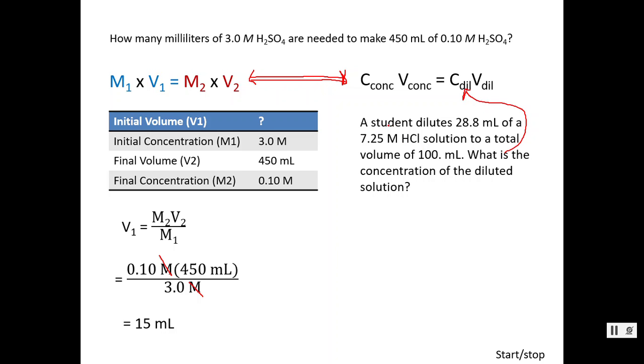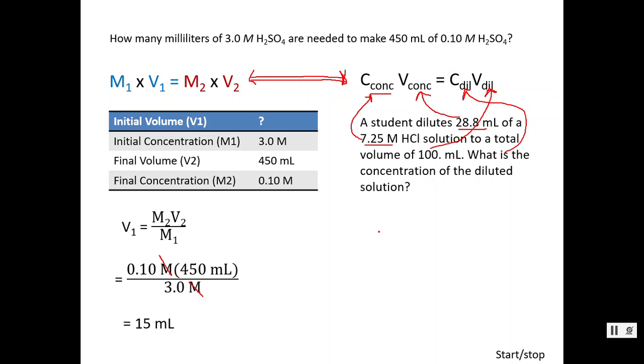Looking at the first sentence again, I see I have a volume and a molarity of a concentrated solution. So I have C concentrated and V concentrated. And when it's diluted, that total volume is the volume of the diluted. Okay. So I have my C concentrated as 7.25. My V concentrated is 28.8 mL. My diluted volume is 100 mL.